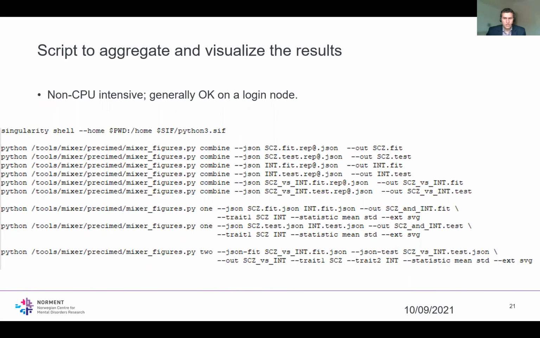With 16 cores, it takes about 3 hours to complete. So in total, you would need slightly above 1,000 CPU hours for a pair of traits. But the scripts to combine and visualize results are not CPU intensive, and it's generally okay to run these commands on a login node.